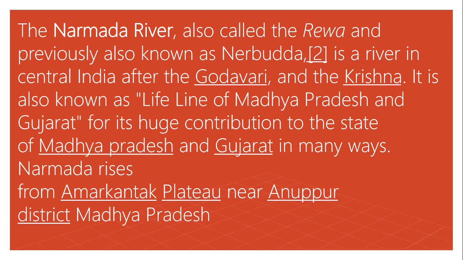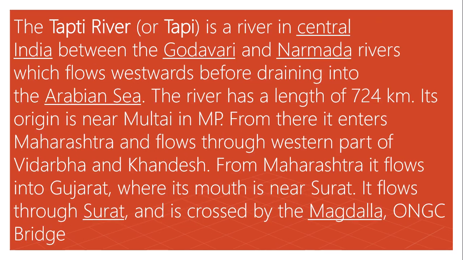Some of the tributaries here are Burhner, Kalon, Heron, Banja, Dodi, Shakar, Tawa, Barna and Kolar. Some of these are the tributaries we can see, and it's the largest among the west flowing rivers of peninsular India. So let's learn about Tapti.